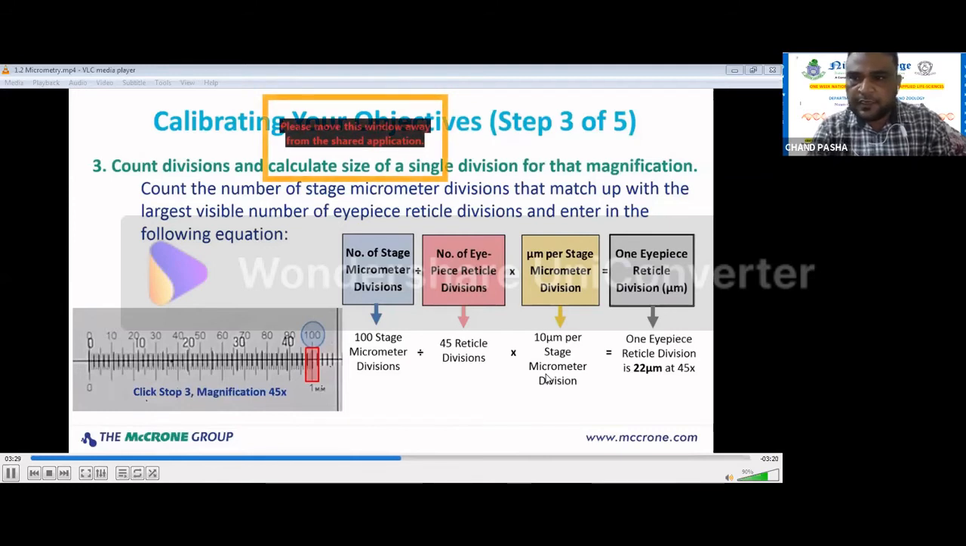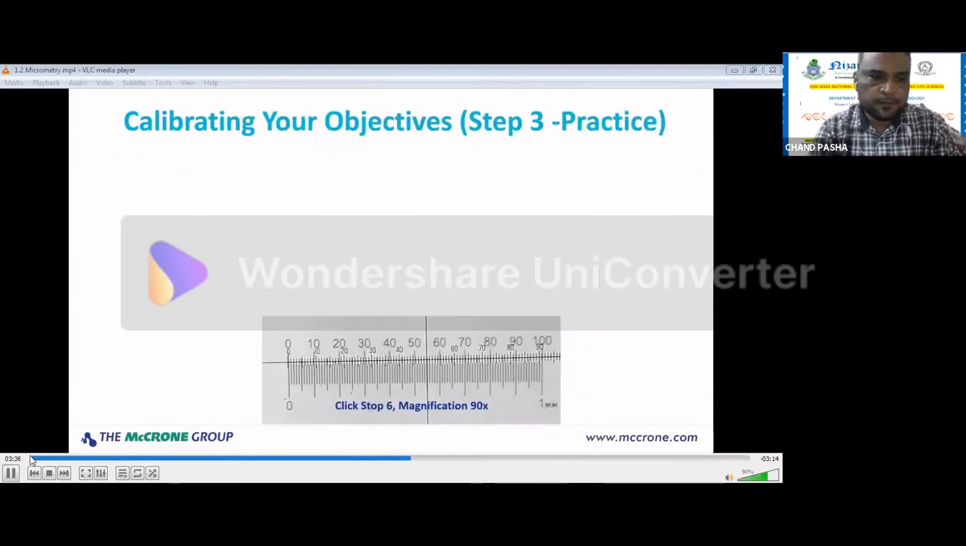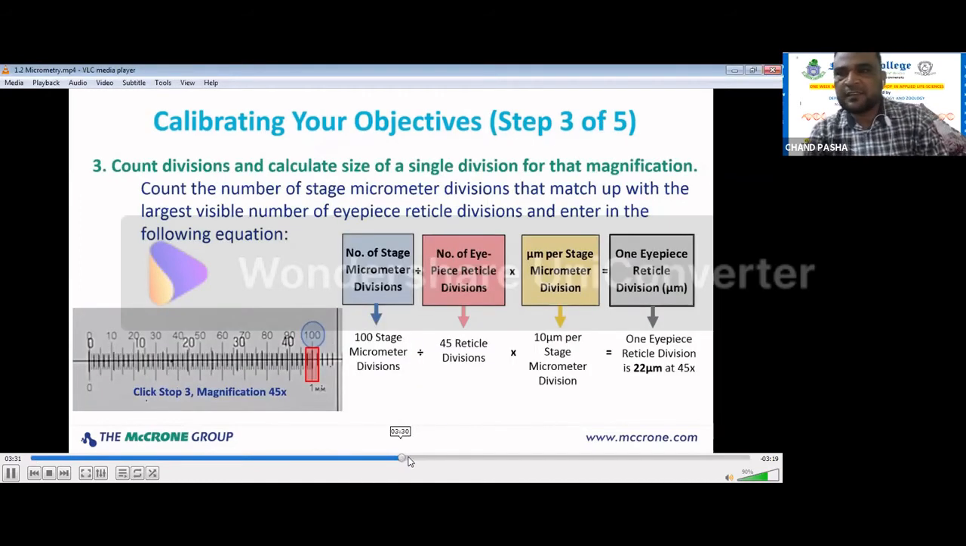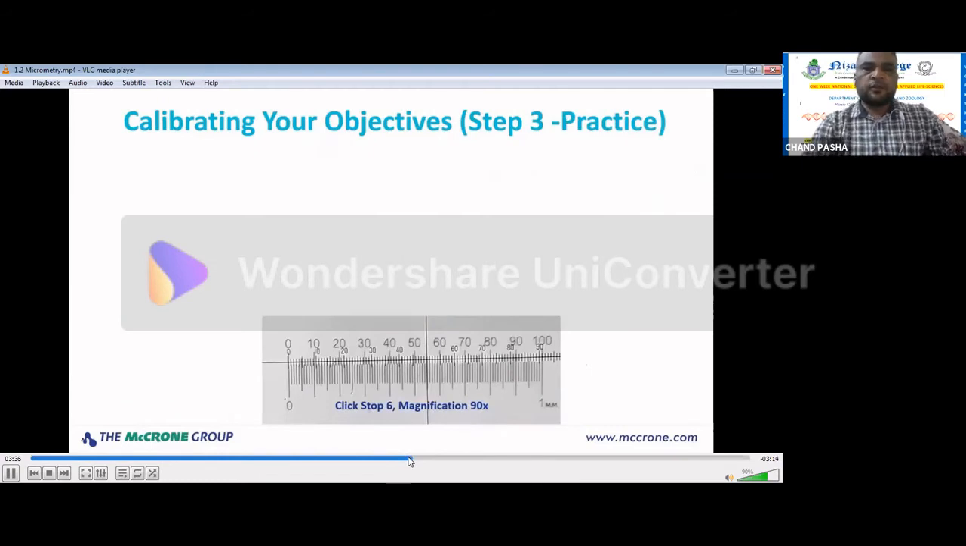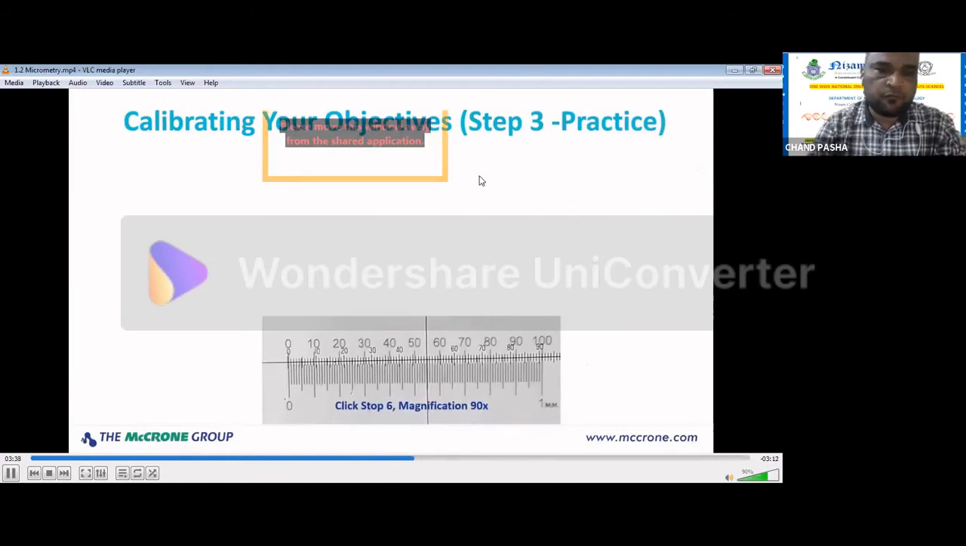So each ocular division is about 22 microns. This is what we did with the 45x.